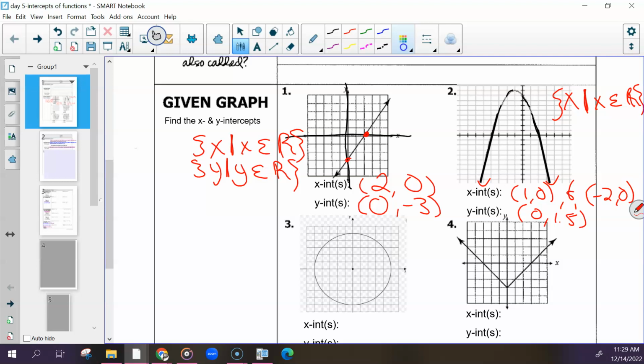Hannah? 1.5 is greater than y. You could write it that way, or write it the other way: y is less than or equal to 1.5. Those would mean the same thing.